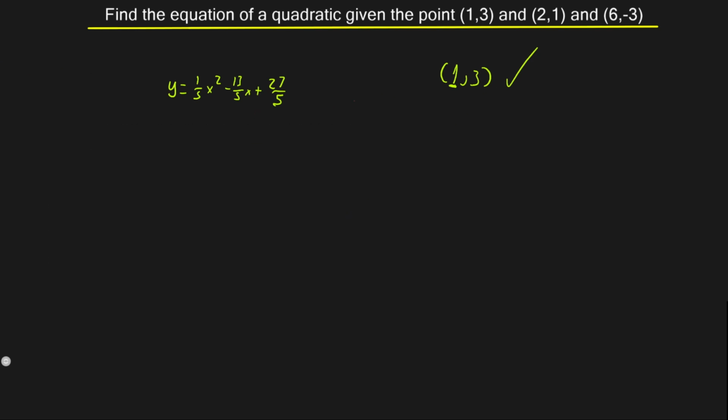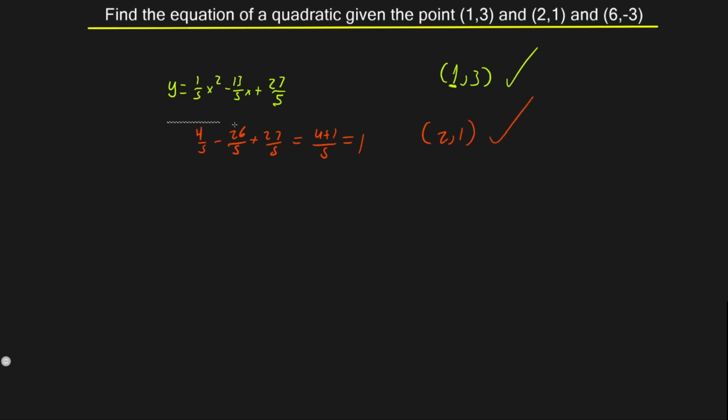So plugging in 2 for x, we get 1 over 5 times 4, which is going to tell us we have 4 over 5 minus 26 over 5 plus 27 over 5, giving us 4 plus 1 over 5 is equal to 1. And we have our final point, which is going to be 6 comma -3.